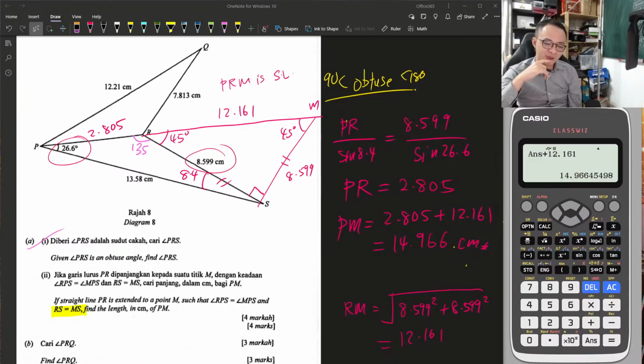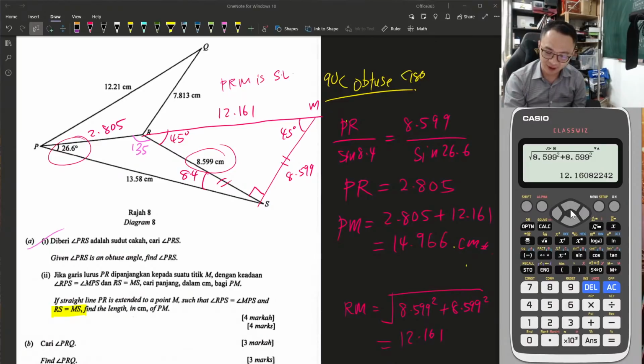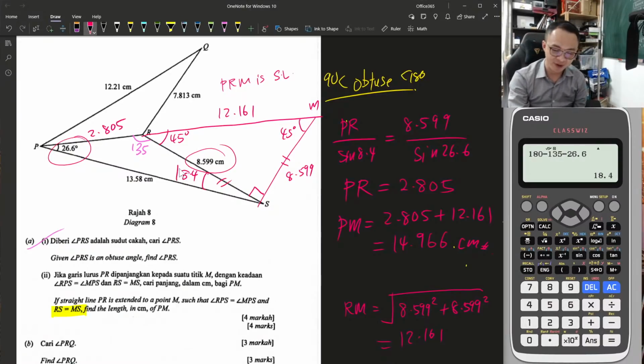Hey, it's 145, is it? Oh my god, don't tell me I did that. It's 135. Am I correct? 45 degrees, 135, right? Oh, I typed it wrongly just now. It should be 180 minus 135 minus 26.6, which is 18.4. So this 18.4 means this length will change a little bit.